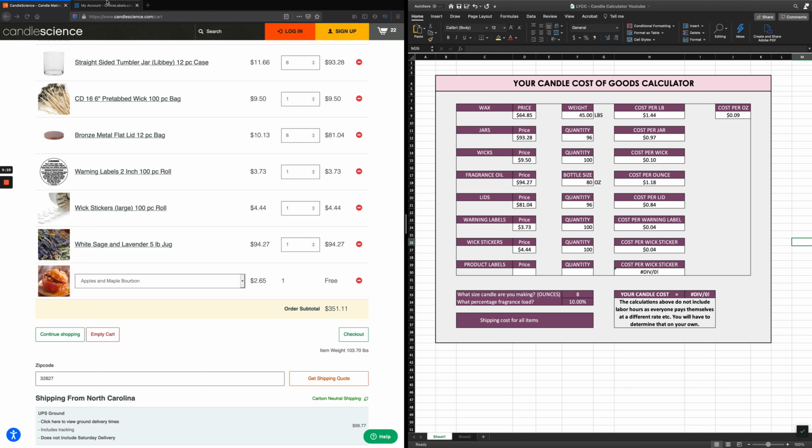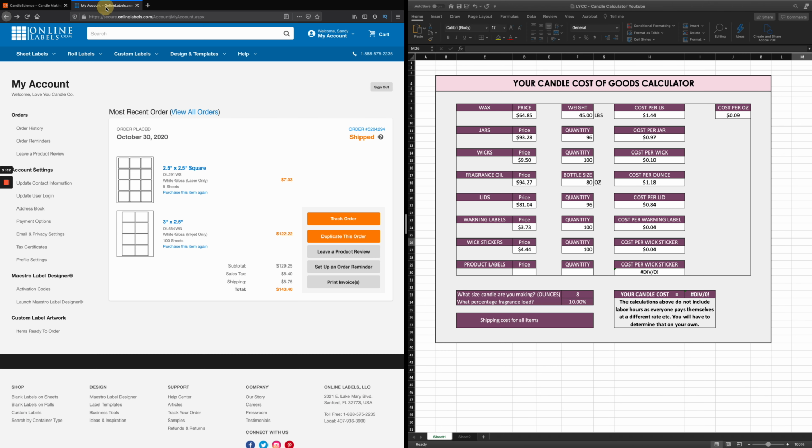But right here, I actually buy my labels from Online Labels. And if you can see here, I placed this order in October, and I custom made the size of my labels. My labels are 3 by 2.5, and they're white gloss. It's 100 sheets, 8 labels per sheet. That means that for $122.22, I'm gonna get 800 labels. So let's put here $122.22, and I'm getting 800 labels. So the labels are costing me 15 cents each. That will give me a total so far, with 8 ounce candles at 10% fragrance load, that will put my cost of goods at $3.81.